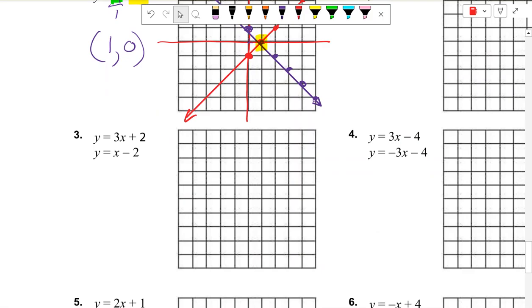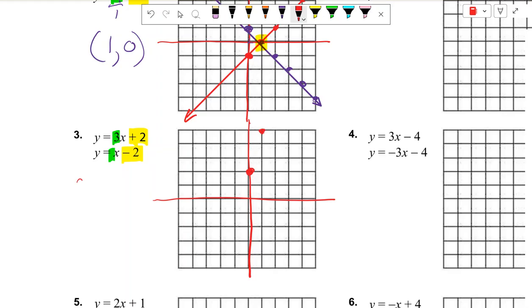Let's try number 3. Remember, examine the numbers that you're looking at and make sure that's what your paper says too. All right. Our b's are +2 and -2, and our slopes are 3 and 1. So we know that these are going to have a solution. So we're going to create our y-axis and our x-axis, and we're going to graph the top one at +2. The slope is 3/1. 3 up 1.